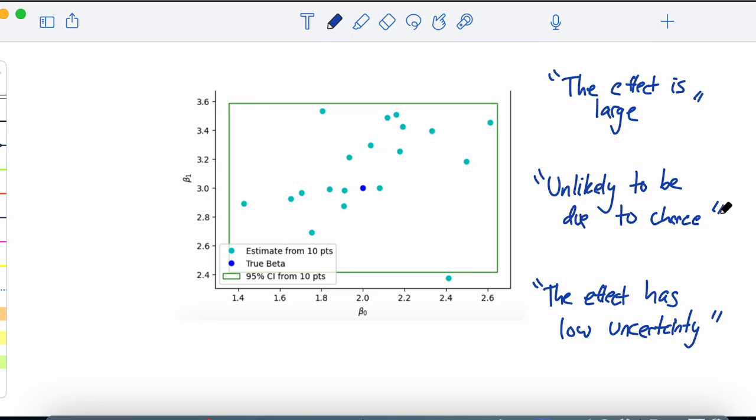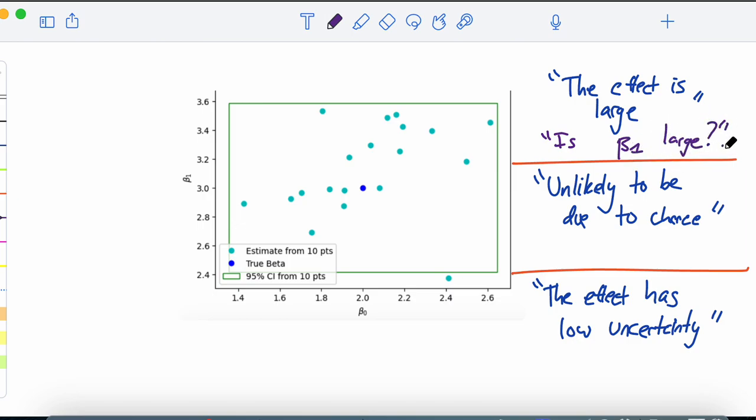So the effect is large, I think, literally just translates into: is beta 1 large? That is how I would translate it into math. As a number, maybe the absolute value of beta 1, because if it's very positive or very negative, it has a big effect. So is beta 1 large? Is it a big number? If it's a small number close to 0, that's a small effect. If it's a big number, that's a big effect. That's how I would translate it: is beta 1 large, the effect is large.